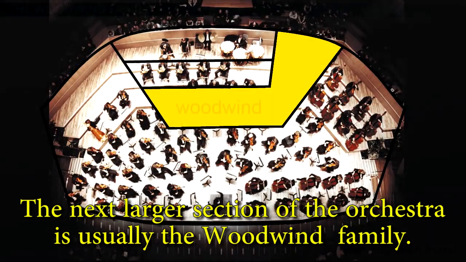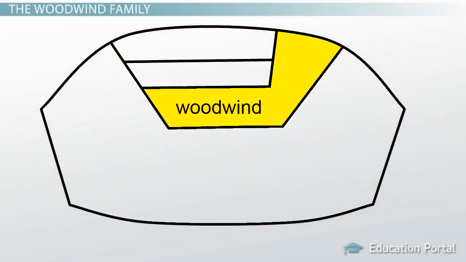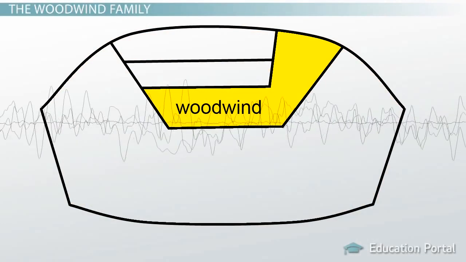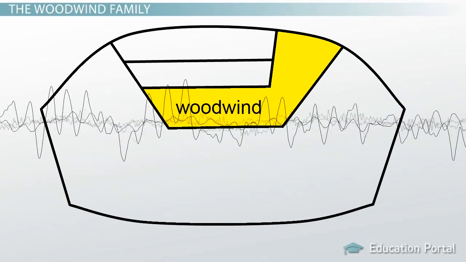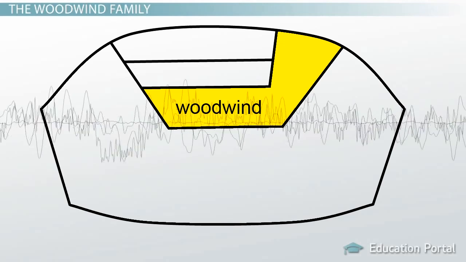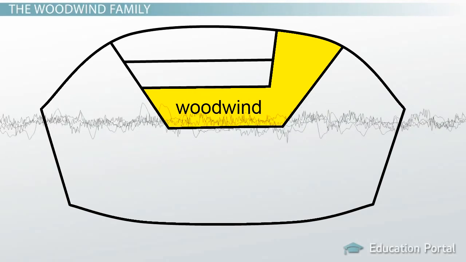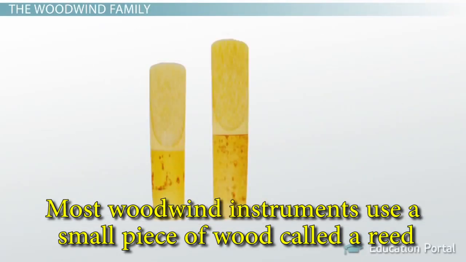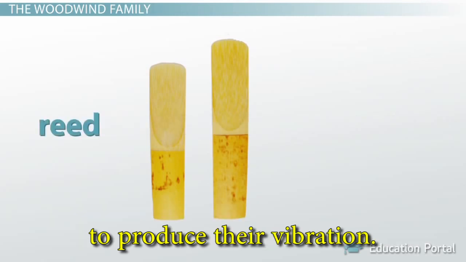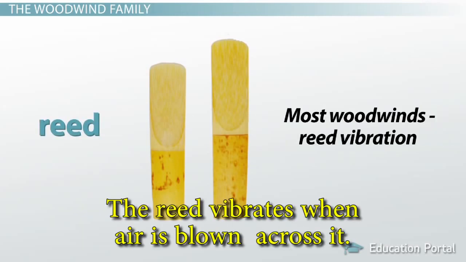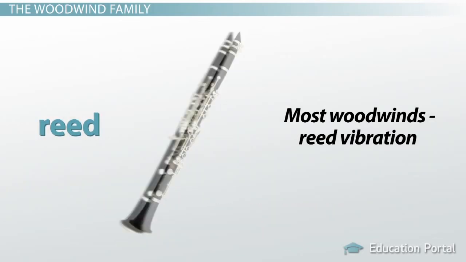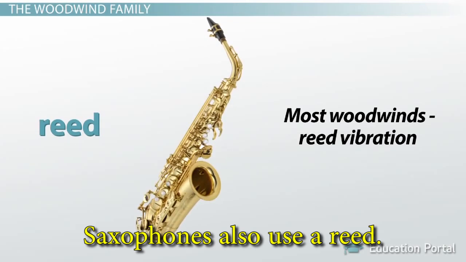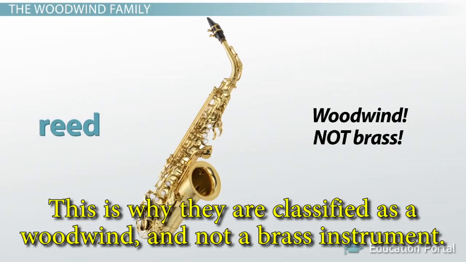The next largest section of the orchestra is usually the woodwind family. Most woodwind instruments use a small piece of wood called a reed to produce their vibration. The reed vibrates when air is blown across it. This is how instruments like the clarinet work. Saxophones also use a reed. This is why they are classified as a woodwind and not a brass instrument.